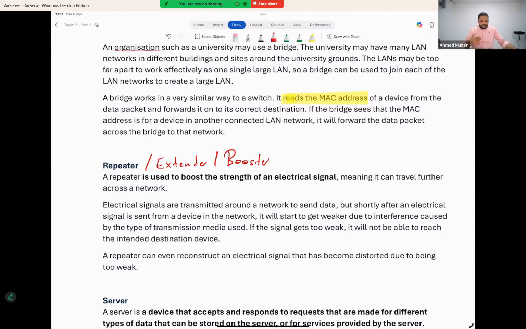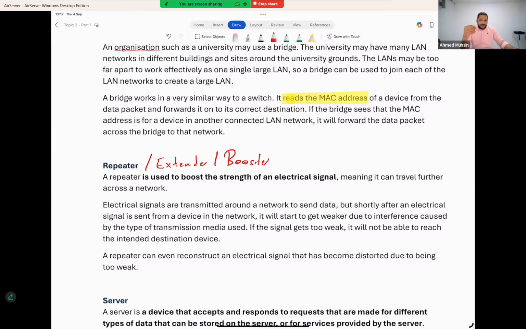Electrical signals are transmitted around a network to send data, but shortly after an electrical signal is sent from a device in the network, it will start to get weaker due to many factors. Electromagnetic interference, physical obstacles. If the signals get too weak, it will not be able to reach its destination. Don't we all have this problem? You have connected to your Wi-Fi network, but signals are just not reaching your device. It's too weak to reach your device.